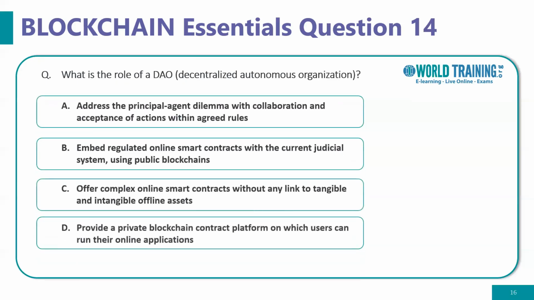What is the role of a DAO, which is a decentralized autonomous organization? Let's look at the options. Option A is it helps you to address the principal agent dilemma with collaboration and acceptance of actions within the agreed rules. Option B, it helps you to embed regulated online smart contracts with the current judicial systems using the public blockchain network. Option C is it offers complex online smart contracts without any link to tangible and intangible offline assets. And option D is it provides a private blockchain contract platform on which the users can run their online applications.